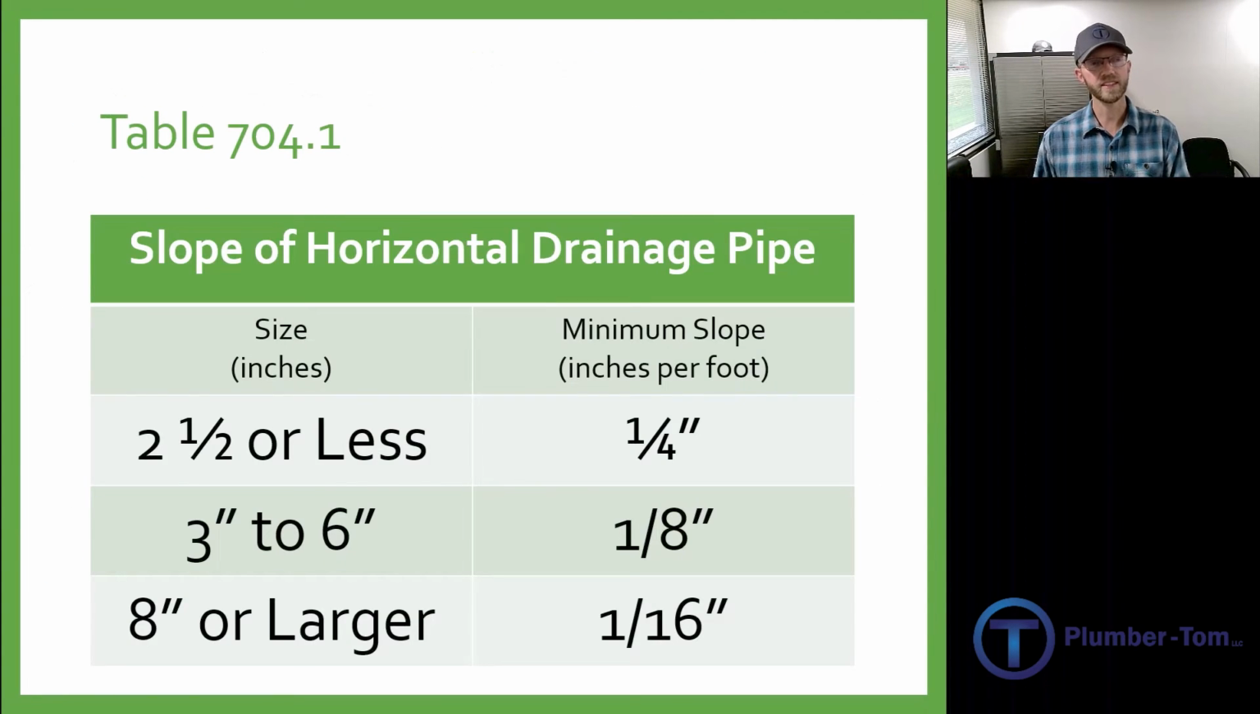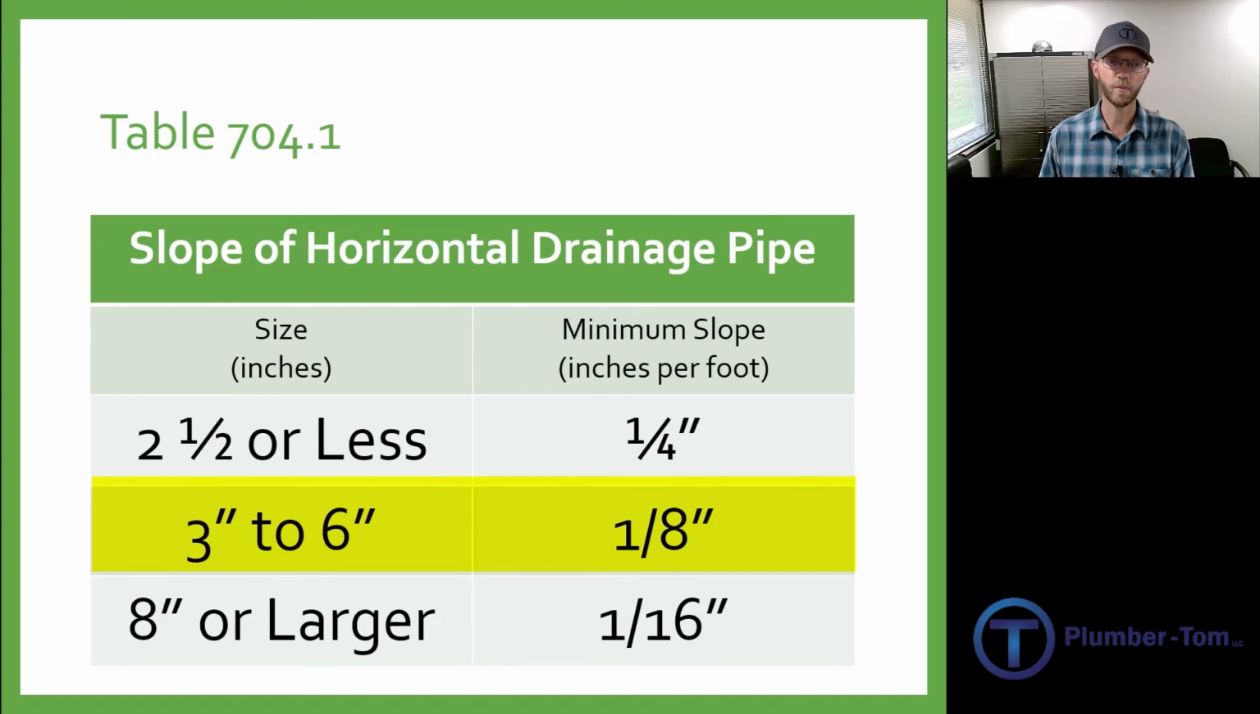And this brings us to table 704.1, slope of horizontal drainage pipe. There are a list of pipe sizes on the left column and minimum slopes on the right column. This one you ought to have memorized. Let's look at the sizes, 2.5 or less. Now, for the most part, we don't often use 2.5-inch pipe, but remember, this is an international plumbing code, so there may be other pipes out there that we don't use.